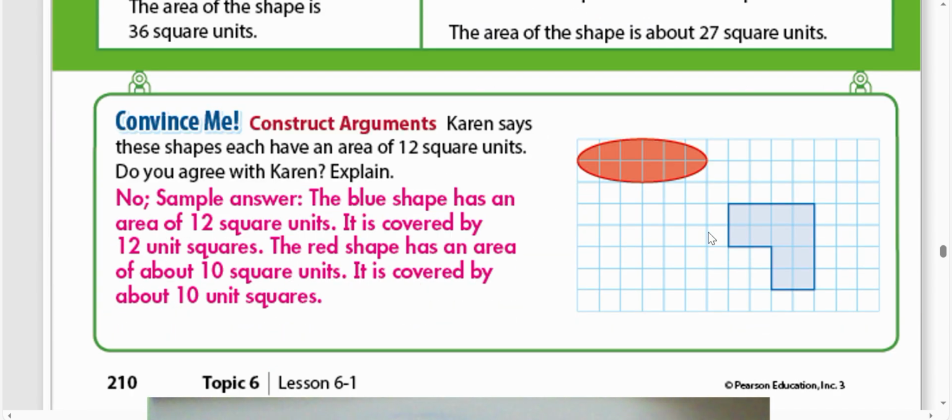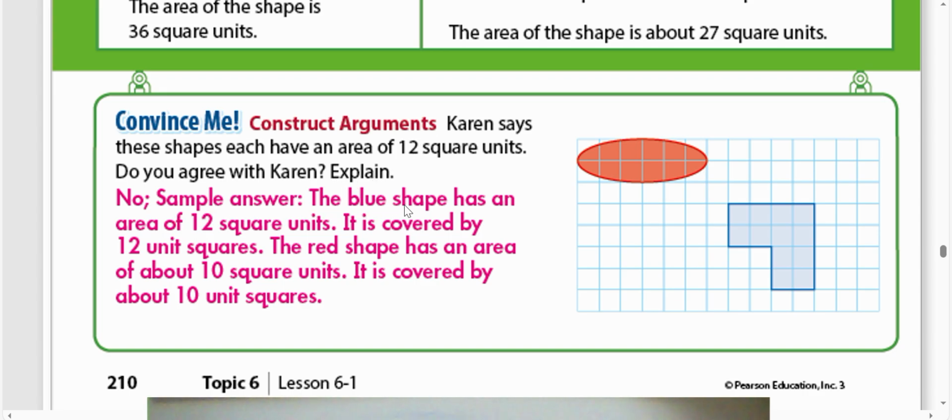Look at this oval and this compound shape here. We can find the area of this shape by counting all the squares which contain part of this shape, and overall we can estimate the answer. Karen says these shapes each have an area of 12 square units. Do you agree with Karen? Explain.